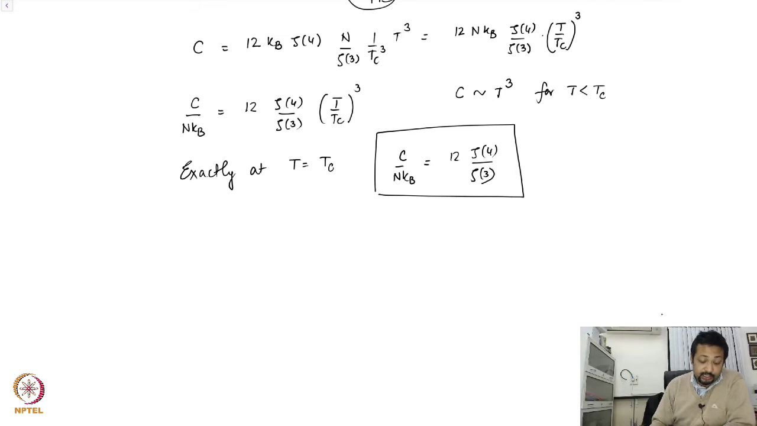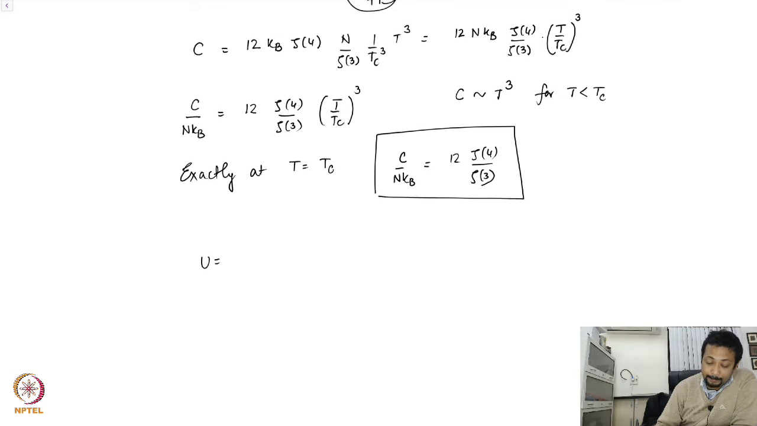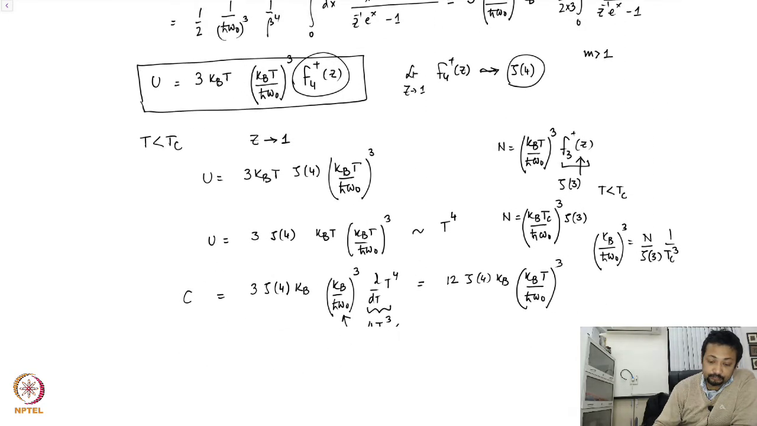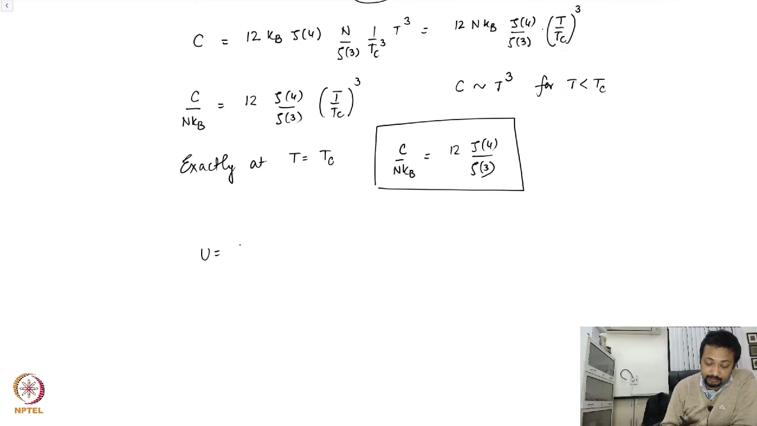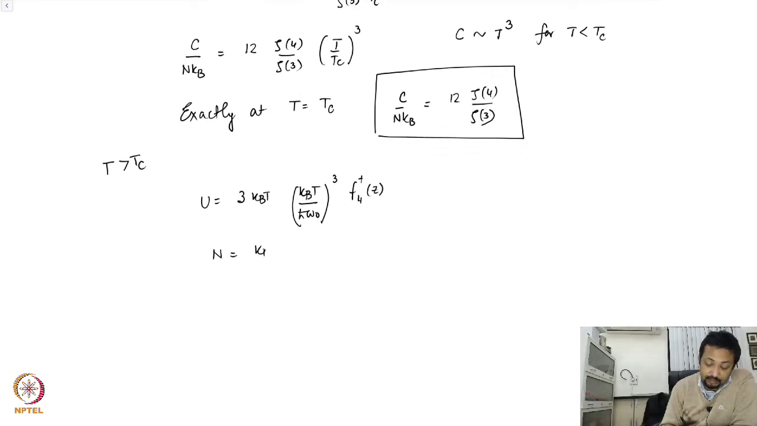What about the high temperature case? Well, for that we know that U was given by 3 kBT over h bar omega naught whole cube F4 plus of z, and N, this is the case where we are looking at T greater than Tc, and N is given by kBT over h bar omega naught whole cube F3 plus of z.